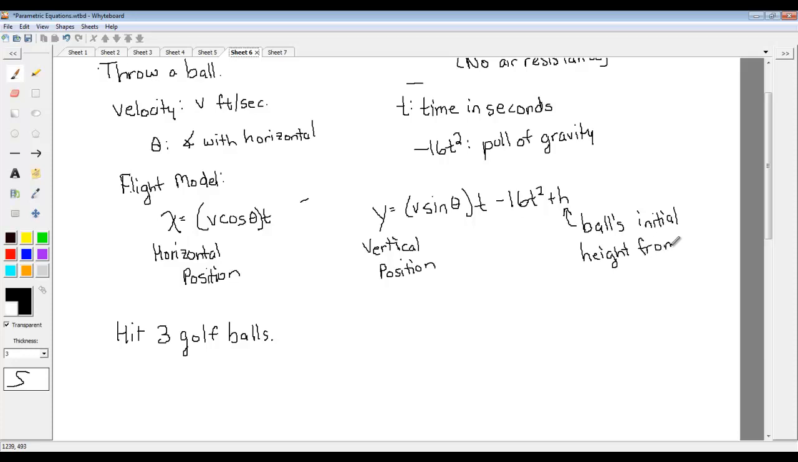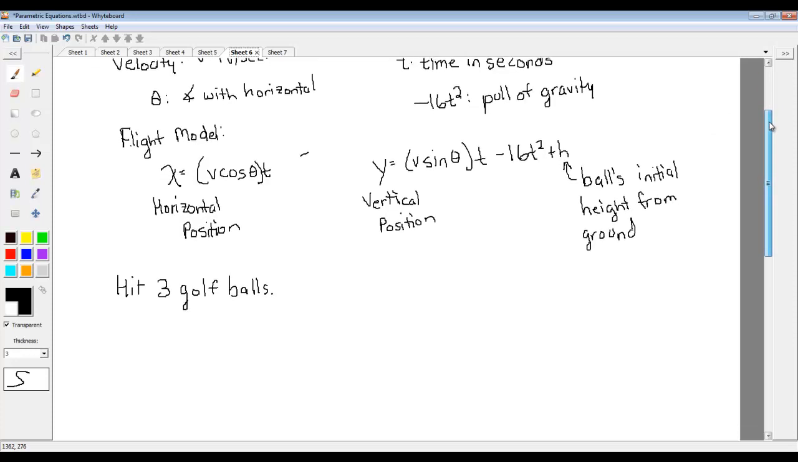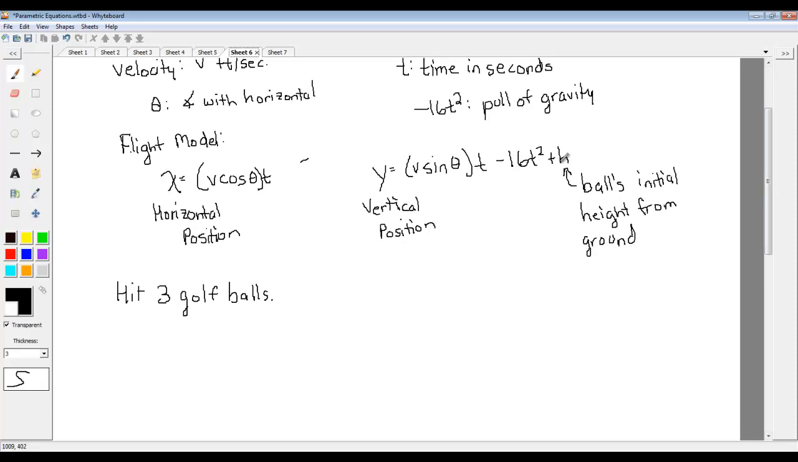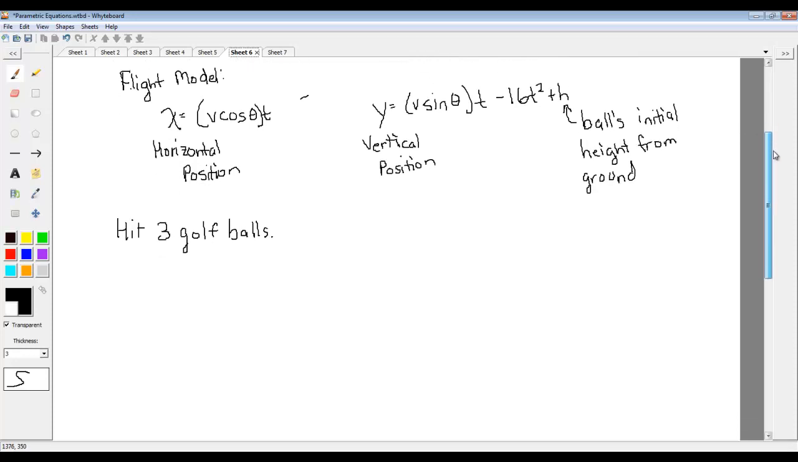I remember, you're hitting the golf balls from the ground. So in the golf ball case, the h is going to be 0. But if you're a baseball player throwing the ball, you have a certain height from the ground that you're already starting the ball from. And then it's going to go through the air, and then it's going to hit the ground later. So you have to take that into account right here with this plus h.